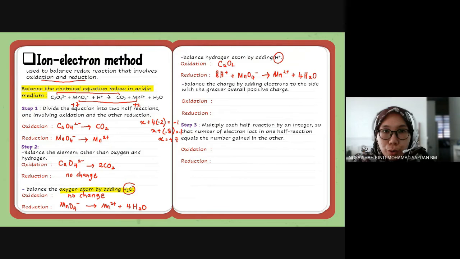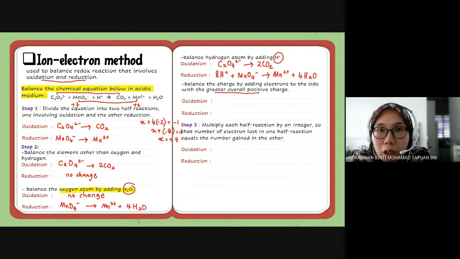C2O4 2 minus to 2CO2. Okay, so balance the charge by adding the electron to the side with the greater overall positive charge. So kita tengok pada oxidation reaction kat sini. Awak nampak dekat sini untuk sebelah kiri punya charge adalah negatif 2, sebelah kanan 0.